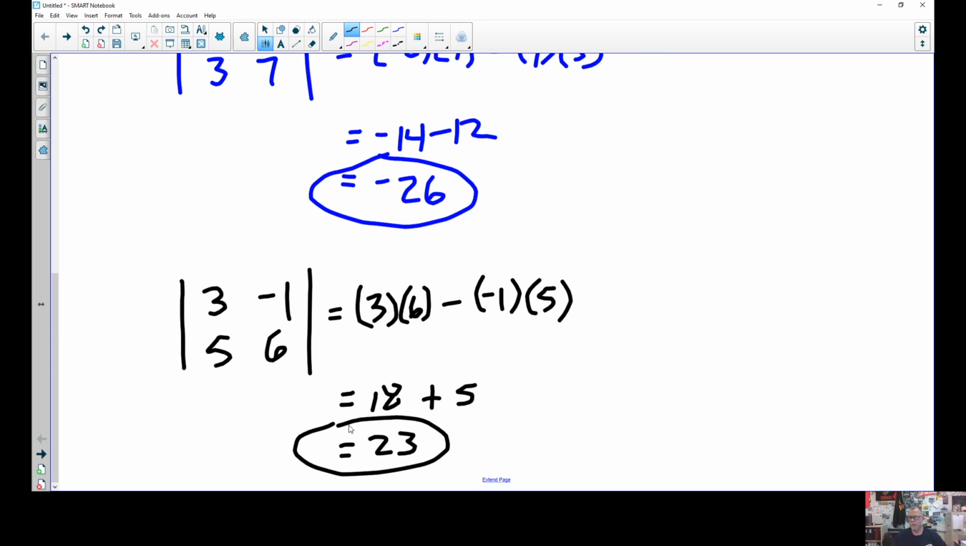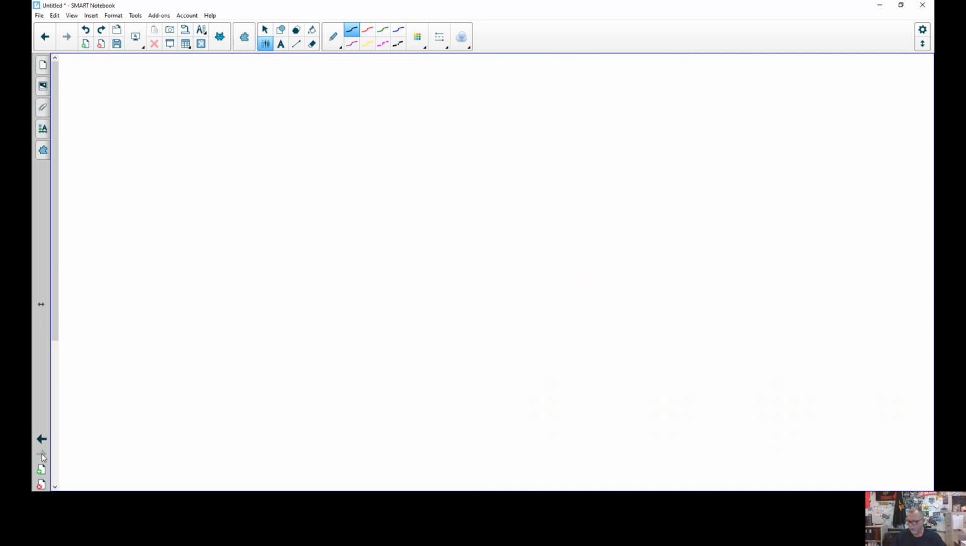So that's how we do a 2 by 2 matrix. And you say, well, why do we need a video for just that? Because it doesn't stop at 2 by 2. We're going to go on to 3 by 3 matrices. Now, with a 3 by 3 matrix, it would look like this.